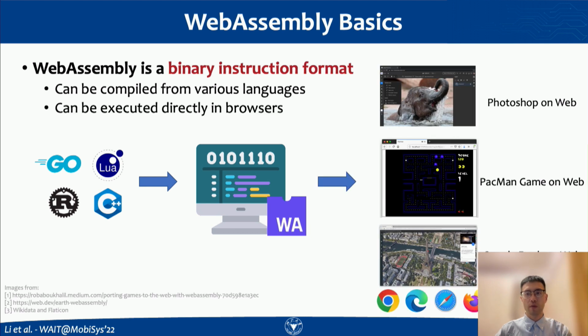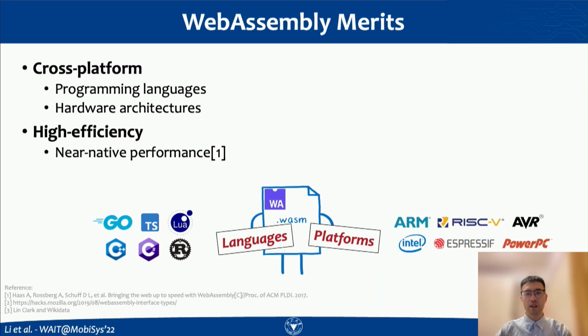So with WebAssembly, many developers port their client applications such as Photoshop and Google Earth to the web with their existing code bases. By design, WebAssembly is a common compilation target of various languages and could run on different hardware architectures. Moreover, it achieves near-native performance due to its compact binary design and continuous optimization by the community.